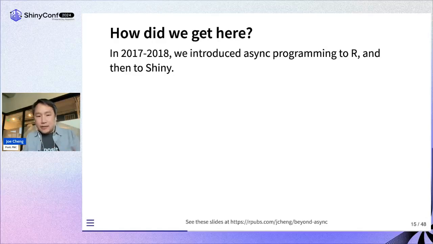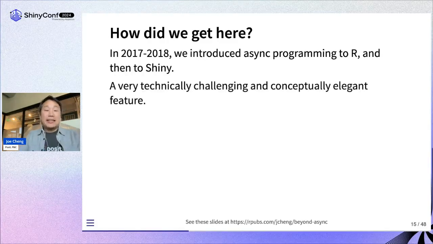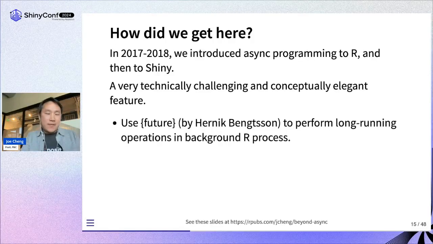In 2017 to 2018, we introduced async programming first to R and then to Shiny, with the ultimate goal, of course, always being to get it into Shiny. And this was an incredibly, incredibly difficult technical feat, at least for me and for my team. So it's super challenging, but satisfying in a way because it was conceptually extremely elegant. And the way it worked, if you haven't used async, I don't expect this to be a particularly useful explanation. But if you have, this can be a little bit of a refresher of what async was all about.